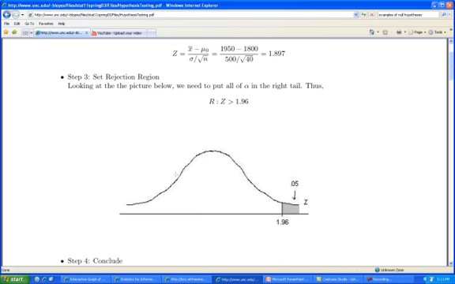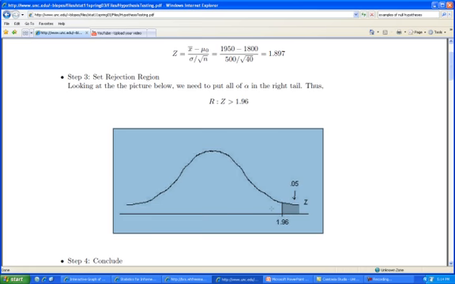Remember, 95% all the way over here. Well, that leftover tail is 0.05. So looking at the picture, we need to put all of the alpha in the right tail, 1.96. We got a 1.897 right here. Okay, here's the 1.897. Take that number and you put it right there.